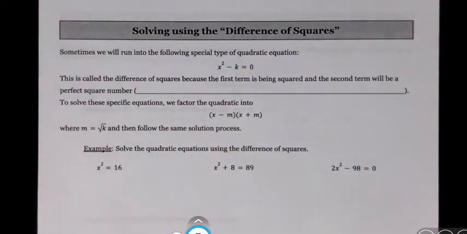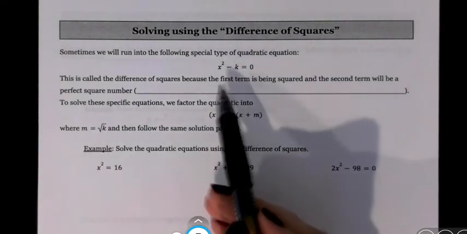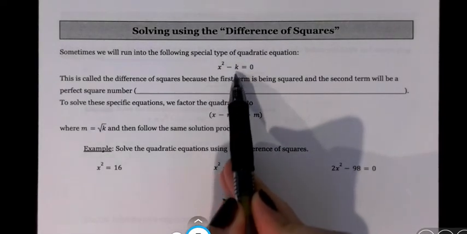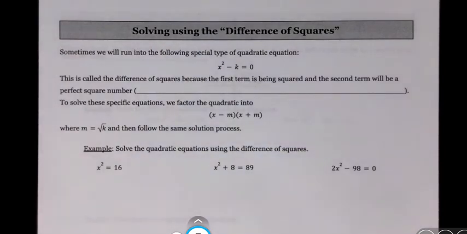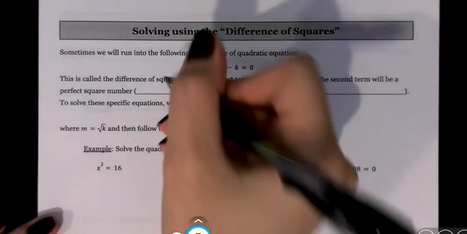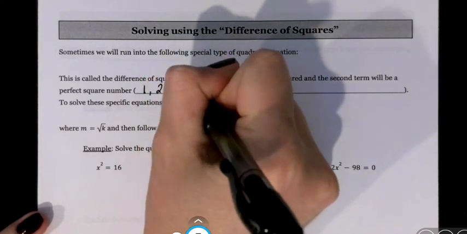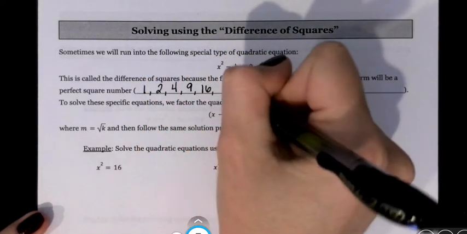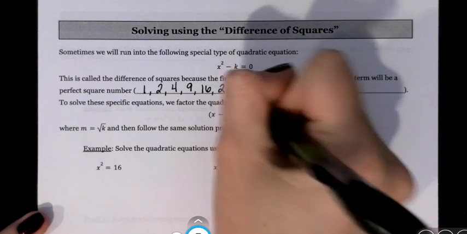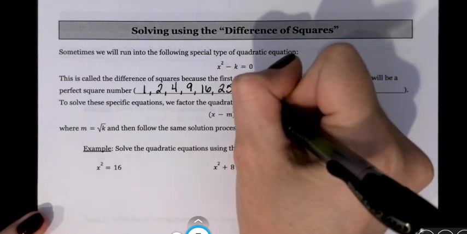It's called difference of squares because our first term is squared, and our k is also a perfect square number. So that could be 1, 4, 9, 16, 25. We're just going to list them all out.